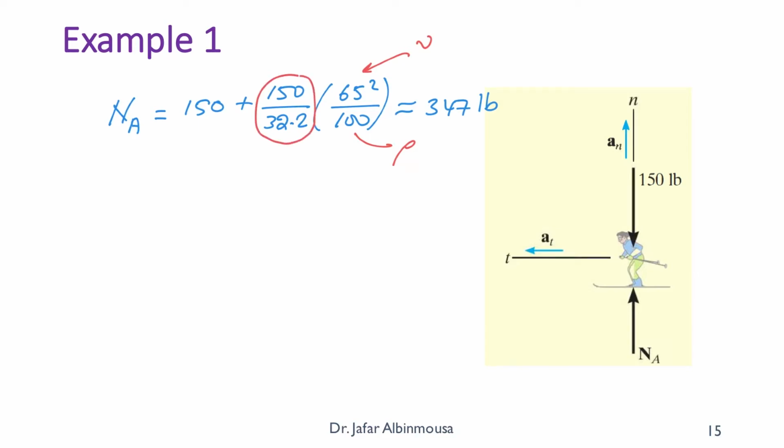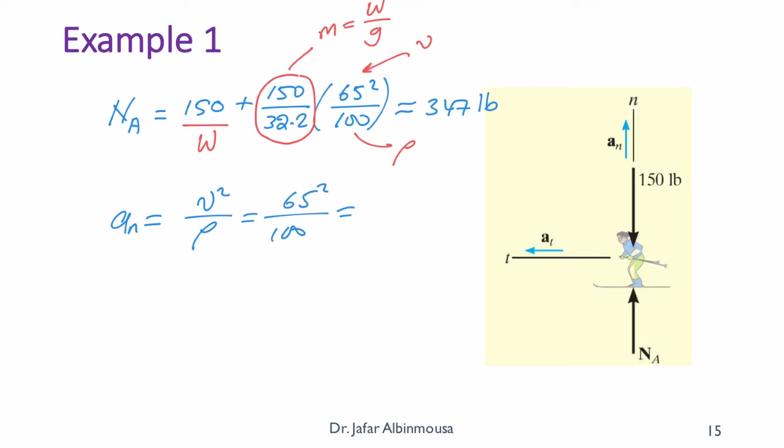Now, just to remind you that this one is the velocity, this one is the radius of curvature, this one is the mass, which is equal to the weight over g, and this one was the weight of the skier. Now, to find the acceleration in the normal direction, it is equal to v squared over rho, which is equal to 65 squared divided by 100, which is equal to 42.25 feet per second squared. Remember that a_t is equal to 0. So this is the only acceleration component which is greater than 0.